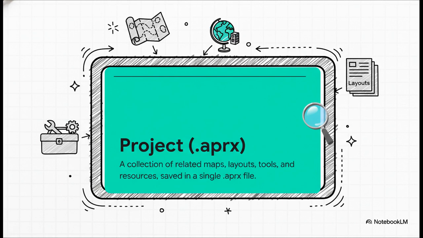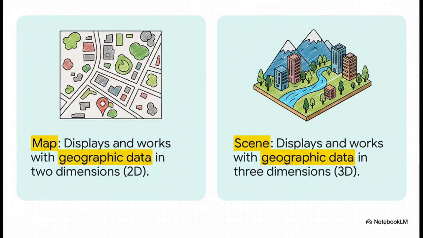No more separate map files, layout files, and scattered data. Here, your 2D maps, your 3D scenes, your data, your tools, your layouts, everything lives together in this one single container. It's a lifesaver for staying organized. And inside that project box, you'll mainly be working with two things, maps and scenes. It's pretty simple, really. A map is your classic, flat, 2D view. A scene, well, that's where things get three-dimensional. And the best part? You can have as many maps and scenes as you want inside one project, letting you look at your data from all sorts of angles.